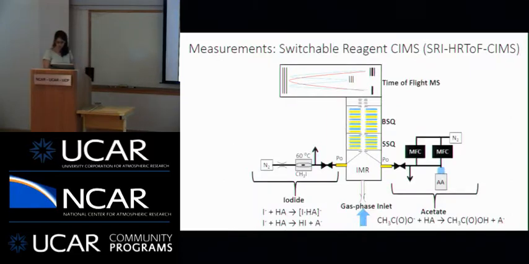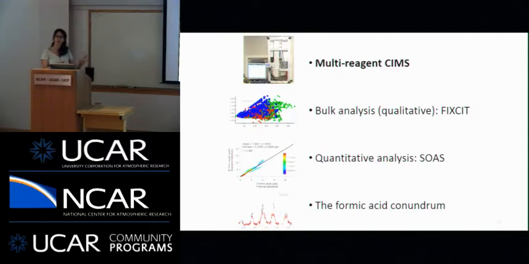So what I'm going to do with this talk is talk a bit about our instrument, about multi-reagent chemical ionization mass spectrometry, about its limitations, and I think the limitations that we're learning apply to many other measurements that are out there. Then I'm going to talk a little bit about how we can take the vast amount of data that we are collecting and actually perhaps learn something from it. So some qualitative bulk analysis, and I'm going to use some chamber experiments that we did at CalTech in January as the example. And then we're going to talk about quantitative analysis.